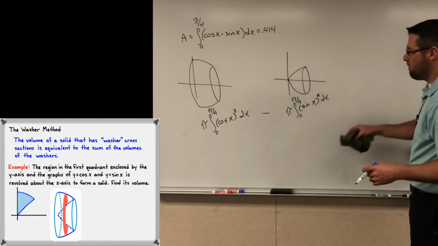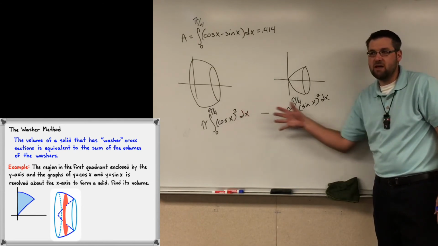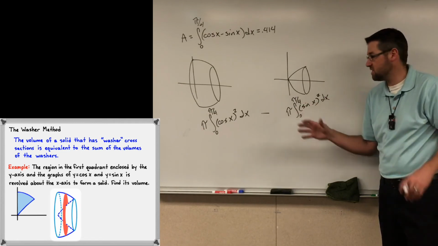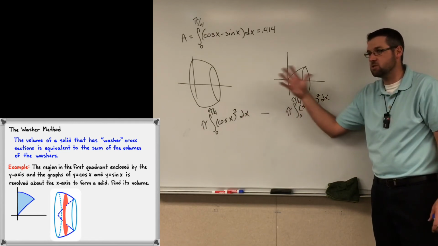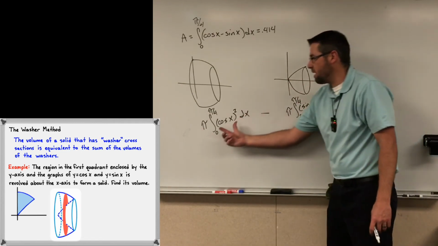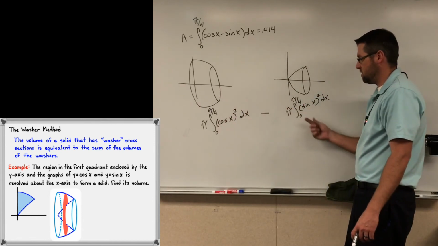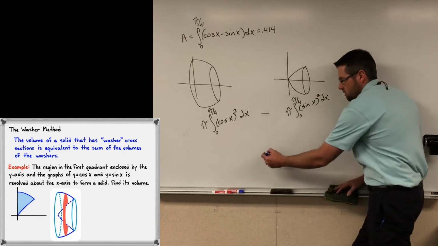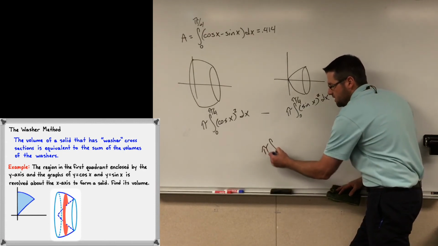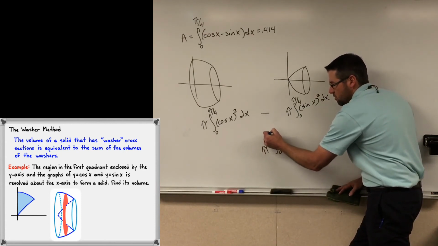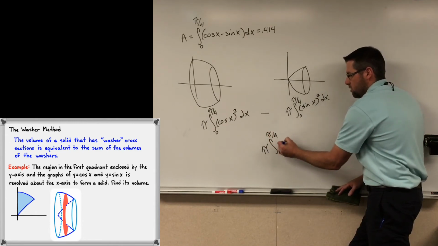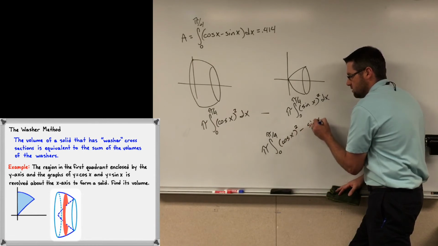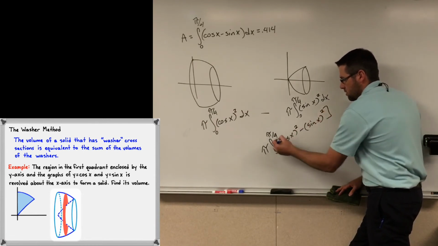Okay, but I want to try and put these together using our rules of integrals. This will help us quickly figure this out. Instead of actually having two separate integrals and subtracting, what do we notice about both these integrals? They have the same pi, the same bounds, the same limits. So how could I rewrite this? Pi times the integral from 0 to pi over 4 of cosine of x squared minus sine of x squared dx.